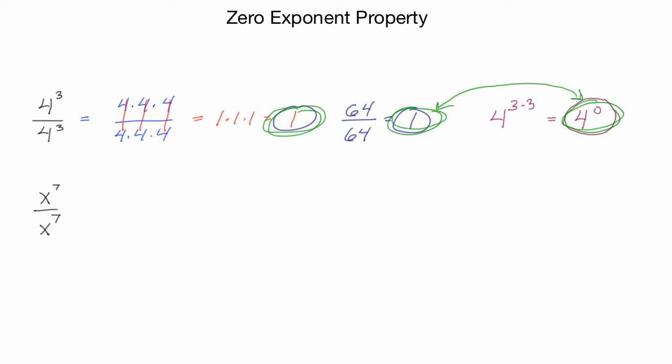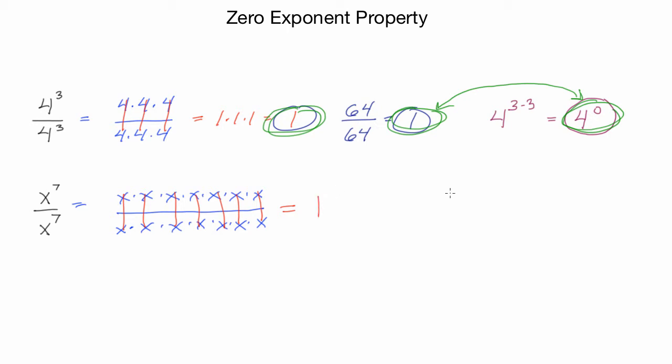Let's take a look at another example. Let's look at x to the 7th divided by x to the 7th. So I can rewrite it as x times x, 7 times. That's expanded form. It's divided by the same amount of x's on the bottom. And I also know that each set of x divided by x is 1. So that's 1 times 1 times 1 times 1 times 1 times 1 times 1, because any number divided by itself is 1. So x to the 7th divided by x to the 7th should equal 1.